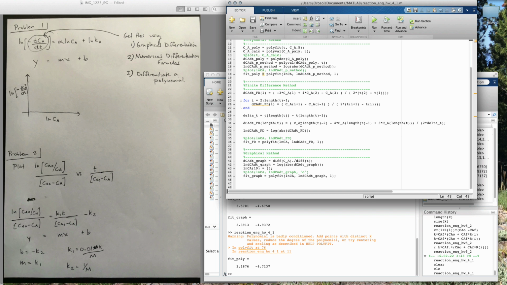And then this is the very last point, and these formulas are literally straight out of the book, so if you go look at those, I think it'll be pretty apparent how I got those. Then I need to take the natural log of that. So this calculates dCA dt. Take the natural log, and then I did the same thing. I could either plot this, like I'll just show you real quick.